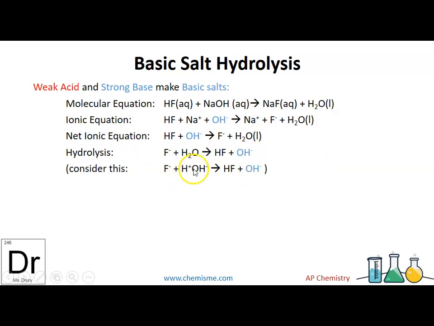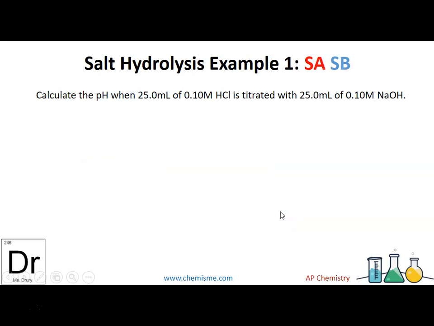Another way of thinking of it is, like I said before, think of water as H plus and OH minus. It might be easier to say, okay, the fluoride that's negative can't go with hydroxide because that's negative. And it has to go with the hydrogen ion to make HF, and that means hydroxide's left over. So the reason why we say it's a basic salt is actually because the salt part re-reacts and forms hydroxide ions, which would affect the pH. So here's how we'll calculate it.